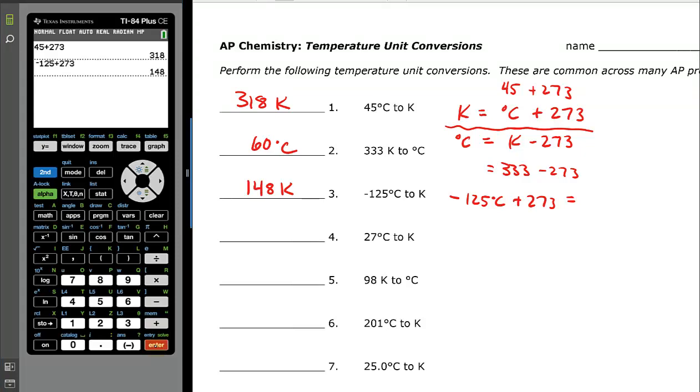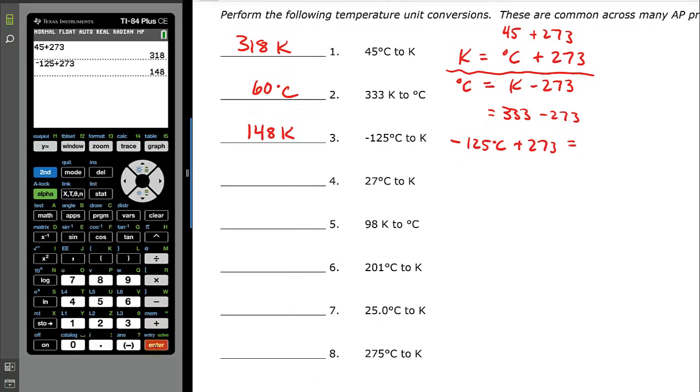Okay, something like that. And then we'll do just one more, just to go back the other way again. Number 5 asks us to do 98 Kelvin into Celsius. So 98 Kelvin minus 273 equals a Celsius temperature. So 98 minus 273 is going to give us a very negative 175 Celsius. Okay, so something like that.